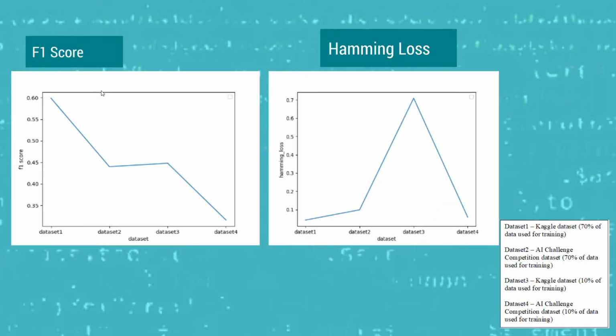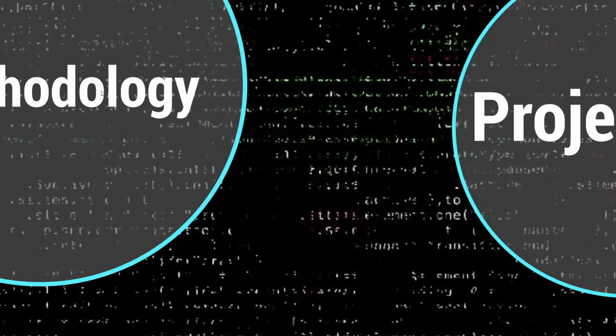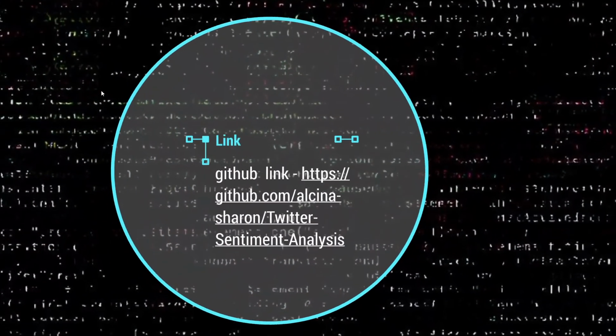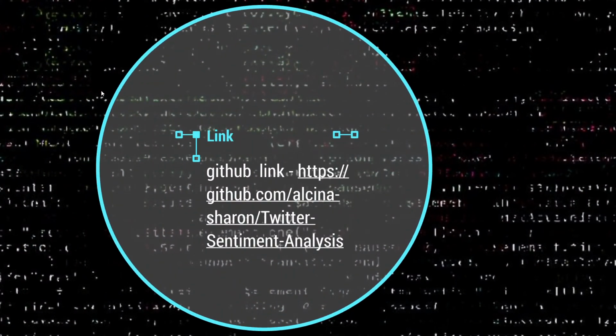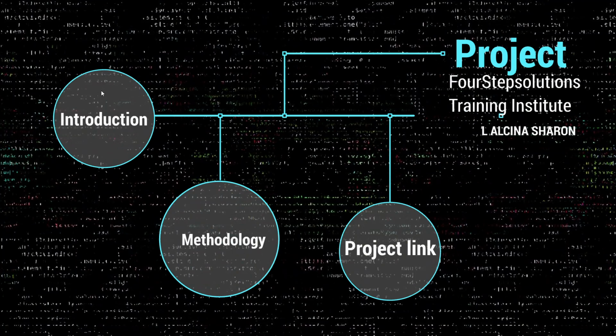I have tested with different metrics also. There is F1 score and Hamming loss with all the different data sets. I have uploaded the project link in my GitHub repository. Please go check it out also. I have the codes there.